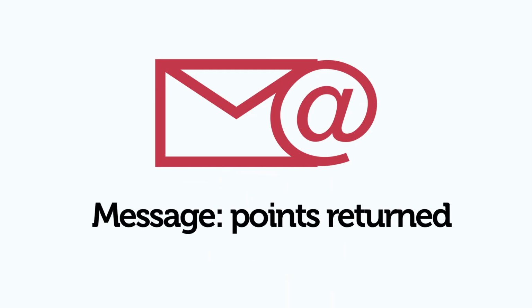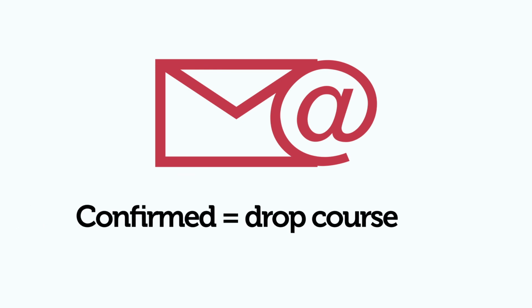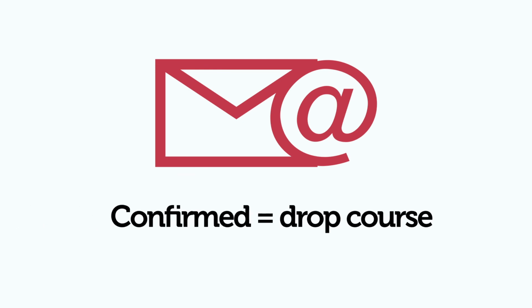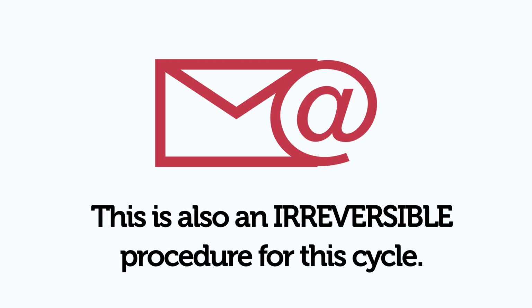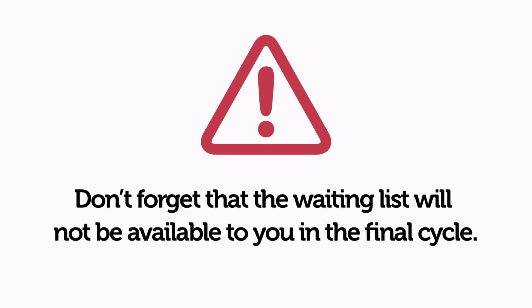A message appears informing her of the points that are being returned to her. If you confirm this message, you're saying that you want to drop the course enrollment and that you have no further interest in that course at all. This is also an irreversible procedure for this cycle. Don't forget that the waiting list will not be available to you in the final cycle.